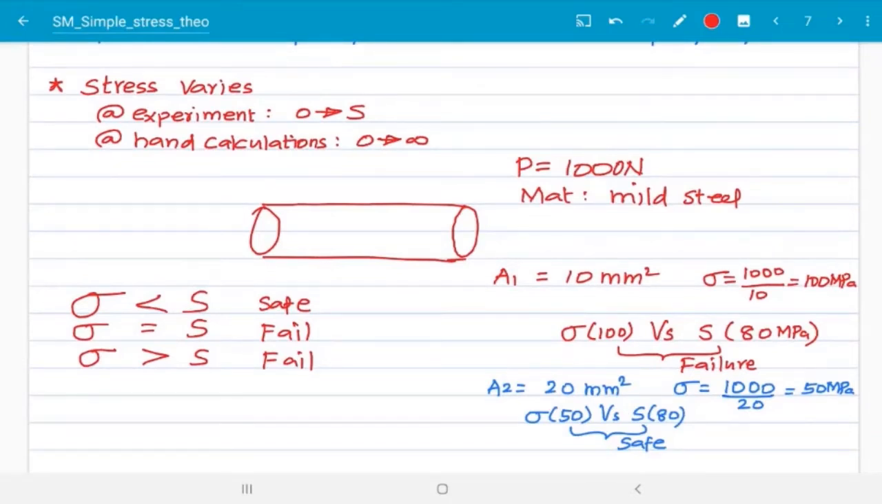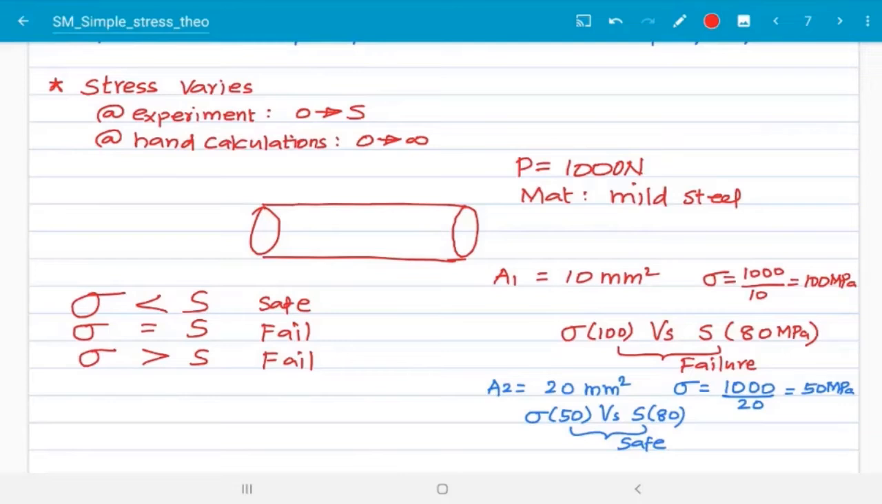How did you take the decision whether the designed component is safe or not? You have to explain. How did you take the decision whether the designed component is safe or failure? Anyone can answer, please. How did you take the decision? You took a decision, right? Failure, safe, like that. You compared numbers. Stress is compared with strength. That's all, right? Stress is compared with the strength.